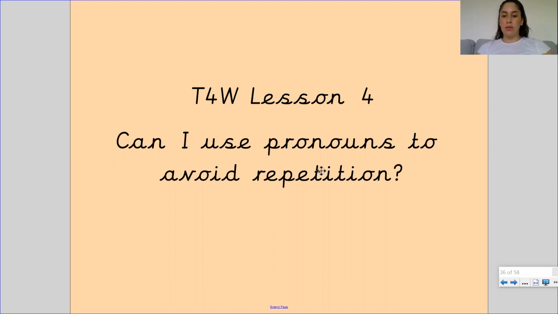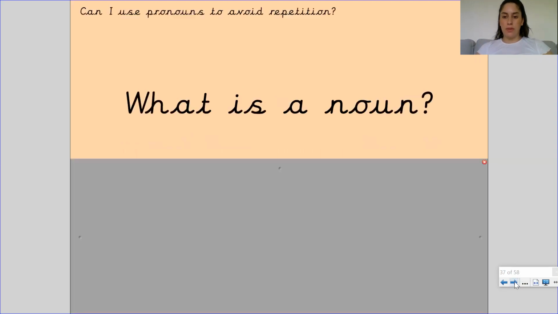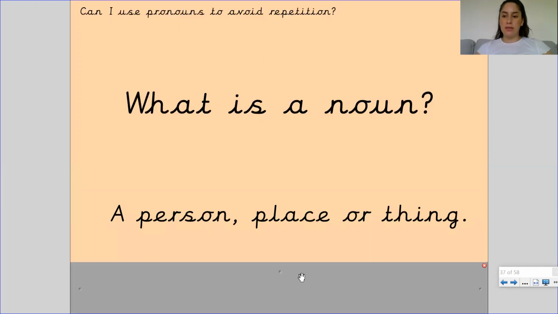Today, as I said, we're going to use pronouns to avoid repetition. Now pause the video and have a think, or talk to your partner, your teddy bear, or whatever you've got at home, or you can just say it in your head. What is a noun? So if you remember, a noun is the name given to a thing, a place, or a person.